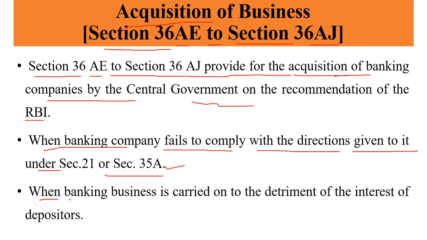Next is when banking business is carried on to the detriment of the interest of depositors. Detriment to the interest of depositors means that if the banking company is carrying on its business to harm the interest of depositors, or to commit fraud against the depositors, in that case the central bank has the power to acquire or undertake that banking company.